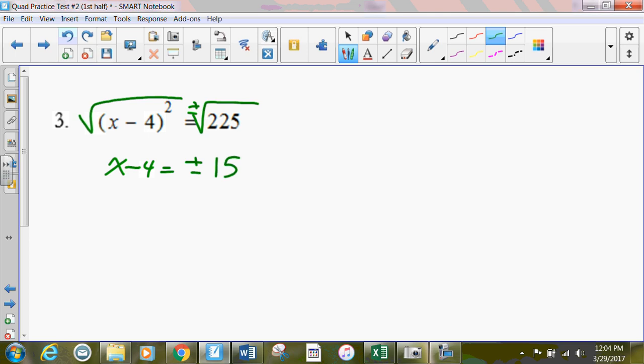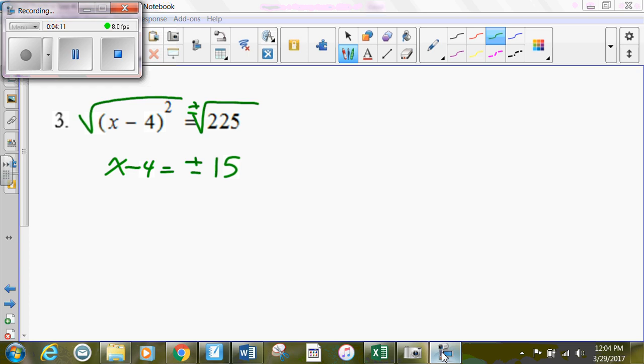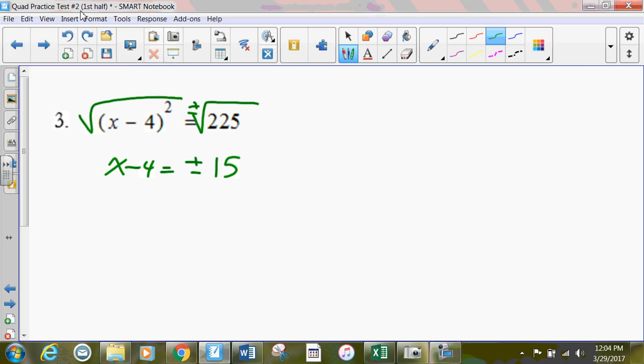Now, this is strange. This is the first time we've seen this. Well, not really, but let's pretend we're just seeing this for the first time. This is the type where we have two different answers. We have to branch off into two different equations because x minus 4 can be equal to 15, or x minus 4 is going to equal -15. That's what this plus or minus really says, that we have two separate equations.